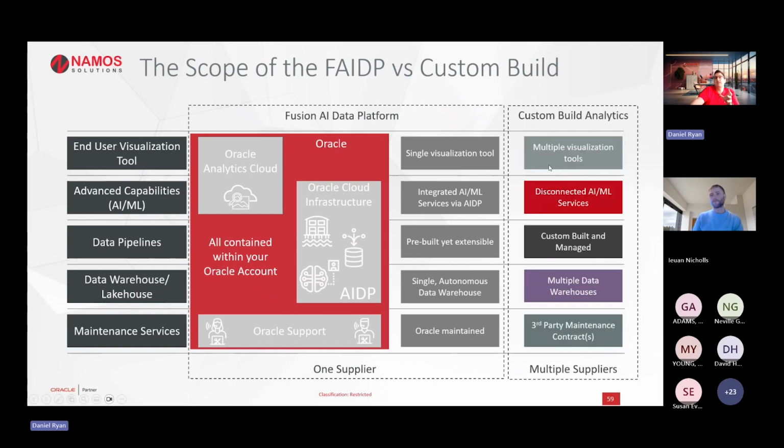The big difference, even if you're building with an Oracle stack, so you've got one supplier, you might still have multiple visualization tools, separate AI and ML services. You're responsible for maintaining the data pipelines, which is very difficult when you're doing that against a landscape of quarterly releases. It's not like it was in on-premise days where you only have to worry about an update once every 5 years. You might have multiple data warehouses and lots of different maintenance contracts. So it is a very different landscape.